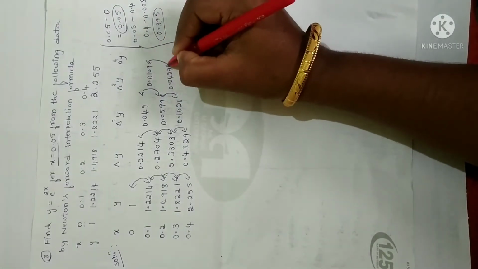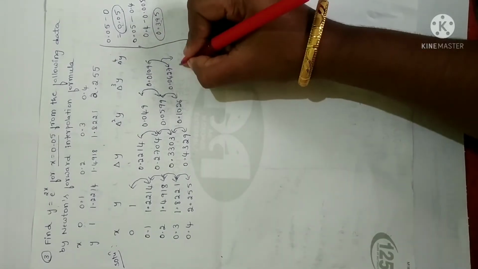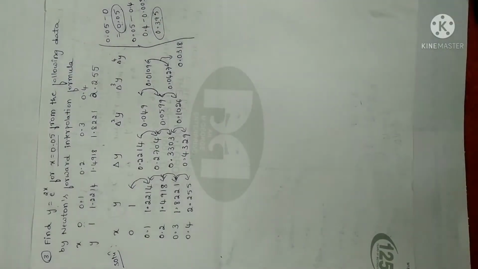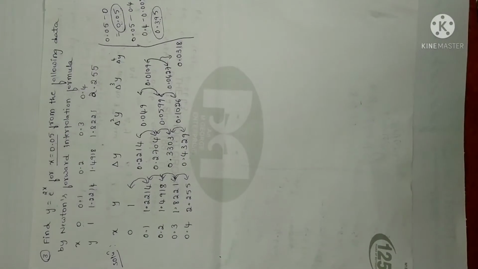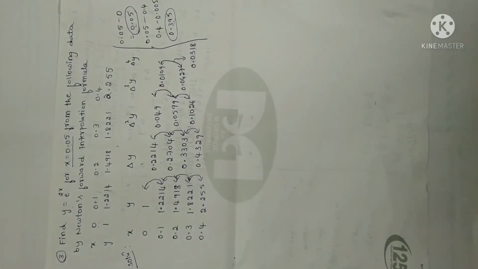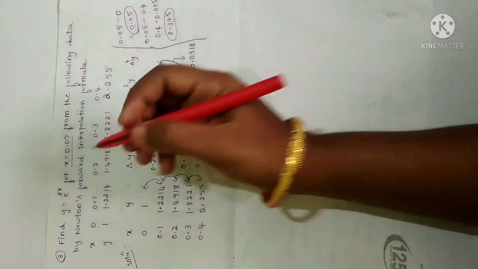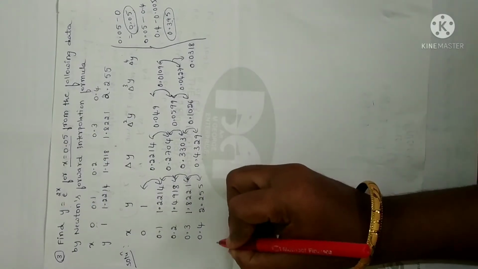So subtract these two values. I'll just write here due to shortage of space. When you subtract these two values, you will get 0.0318 for the fourth difference. You have to write all these values in a single column. Fine. So once you have constructed the forward difference table, next we have to use the Newton forward interpolation formula. Before that, let me write the formula.